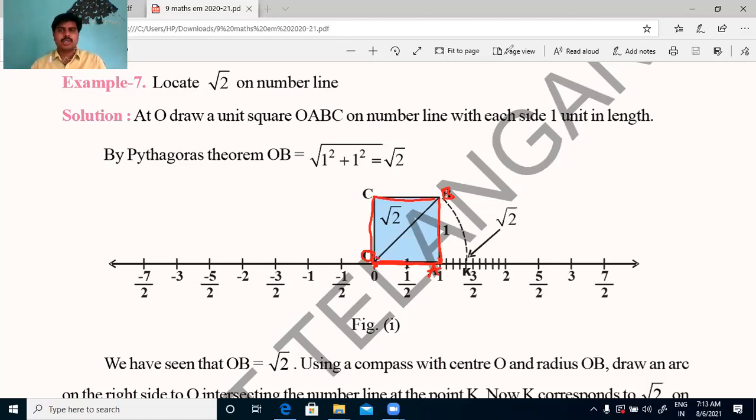Important question, Nana. Okay, and this is a diagonal. So this OB is a diagonal, right? So you know the Pythagoras theorem already. What is the Pythagoras theorem? Yes, Nana. Hypotenuse square is equal to side square plus side square. Okay, this is the Pythagoras theorem actually.